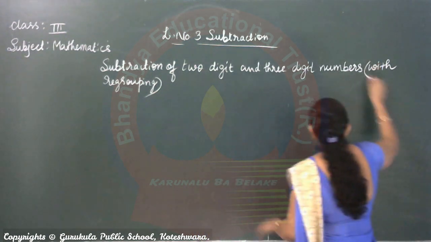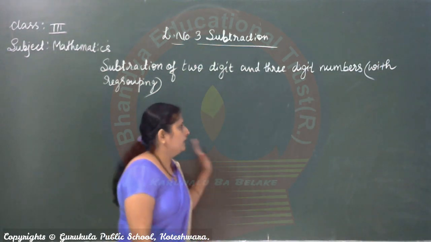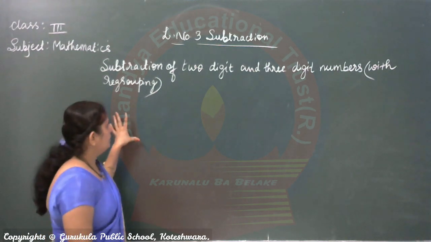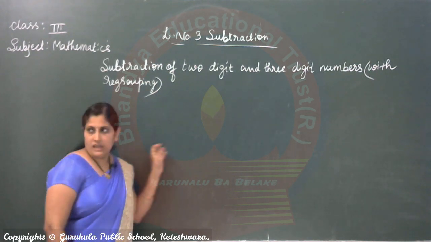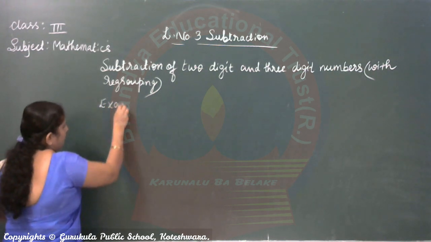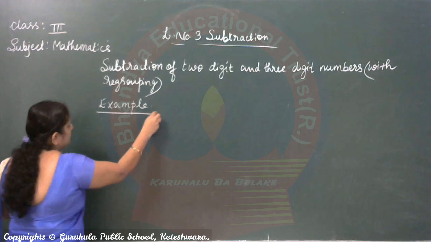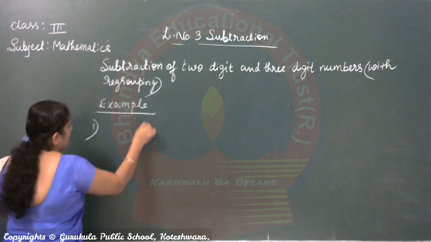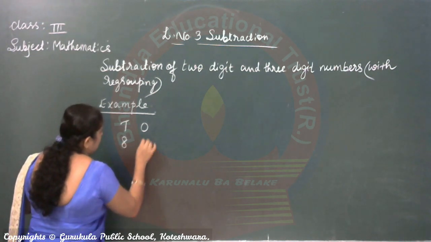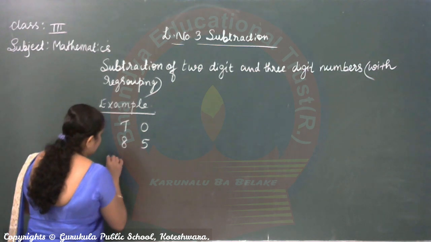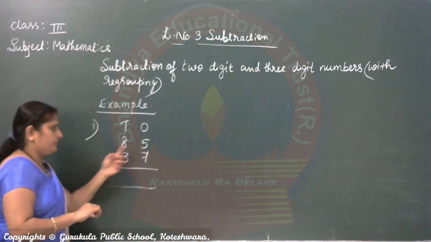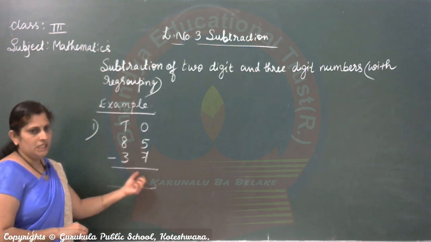Last class, we subtracted the numbers directly, there was no borrowing, correct? Yes. Today's class, we have to do the borrowing method. So we can go with some examples of 2-digit and 3-digit numbers. Example, first one, I'll take a 2-digit number first. 85 minus 37. So 85 minus 37.